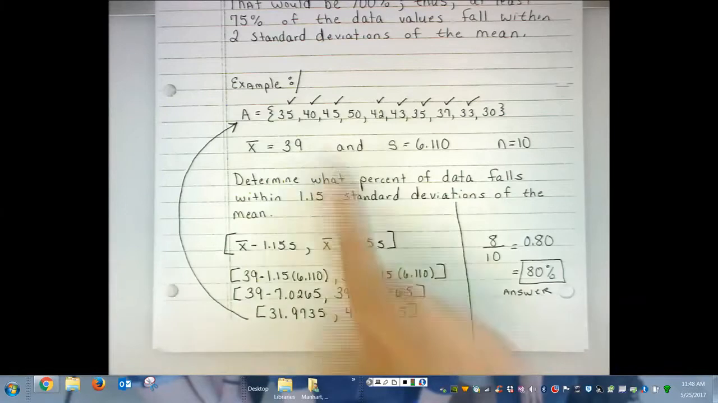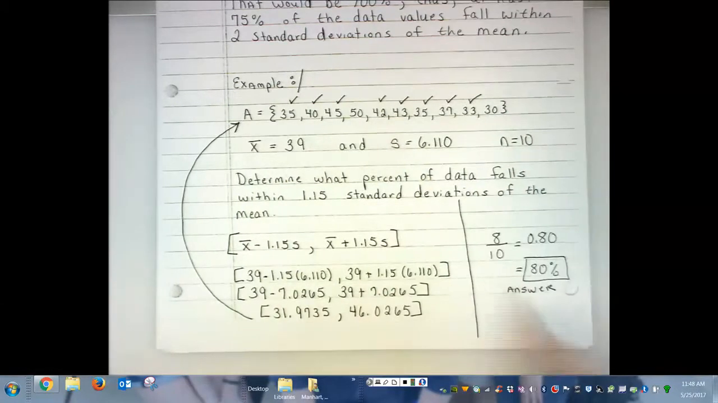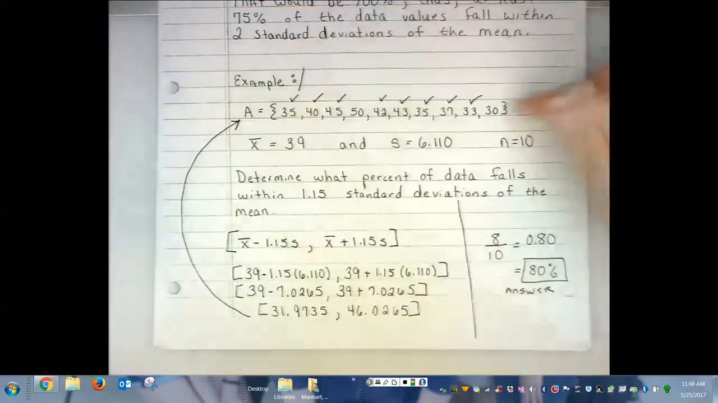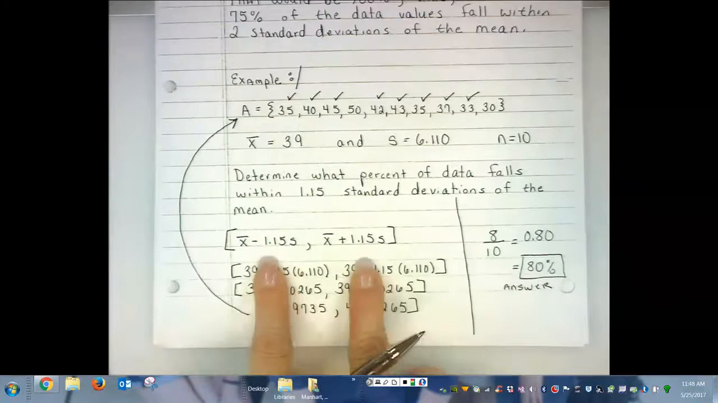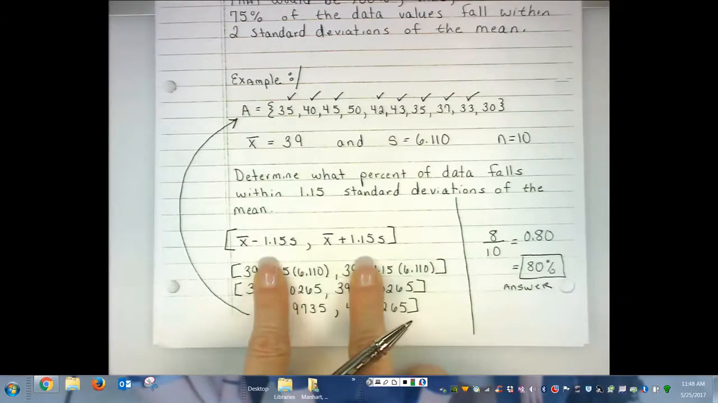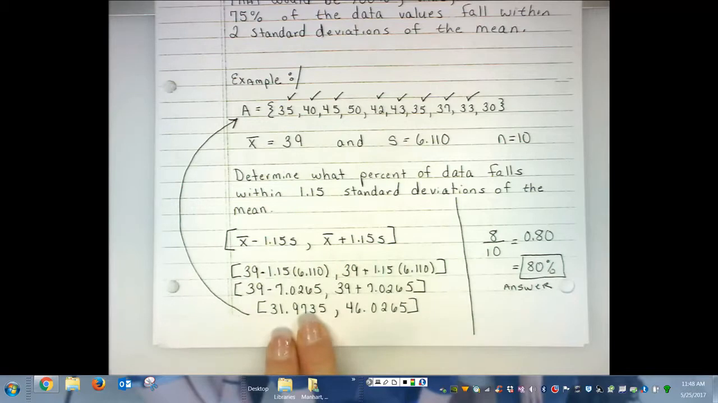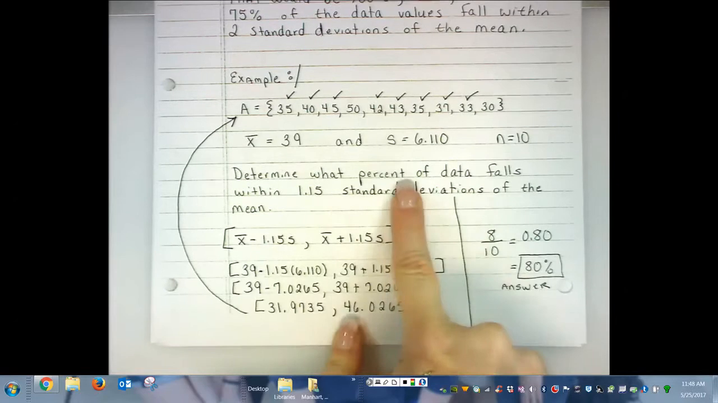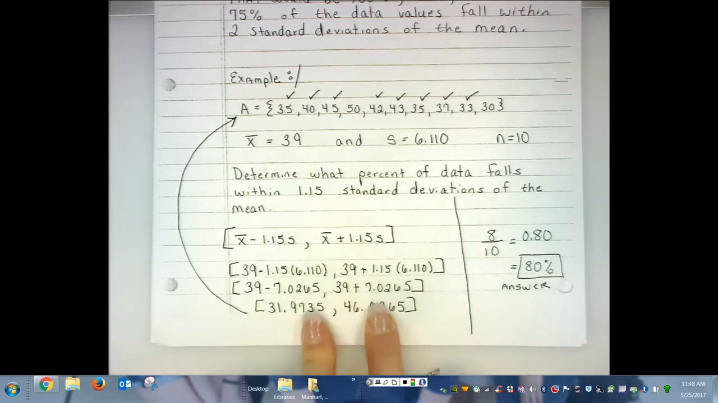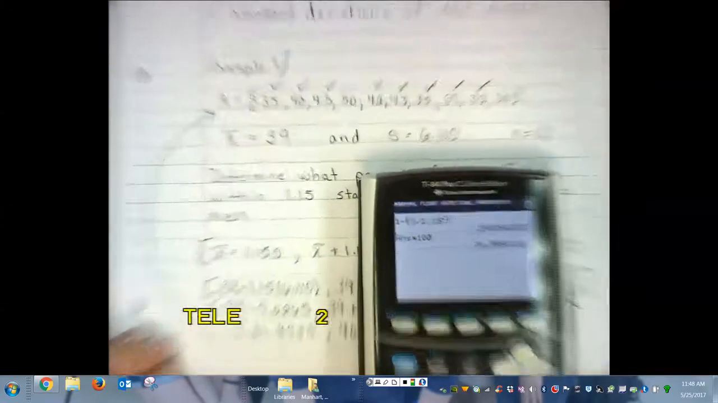And it looks like out of the 10 values that I have, 8 of them fall in that range. 80% of these data values in this data set are found to fall within 1.15 standard deviations from the mean. 1.15 standard deviations below, which is this number, 1.15 standard deviations above, which is this number, and 80% of the values fall within that range, 1.15 standard deviations. Chebyshev, by his formula, promises at least 24%.